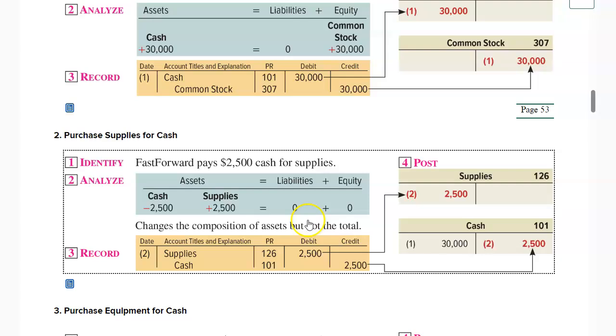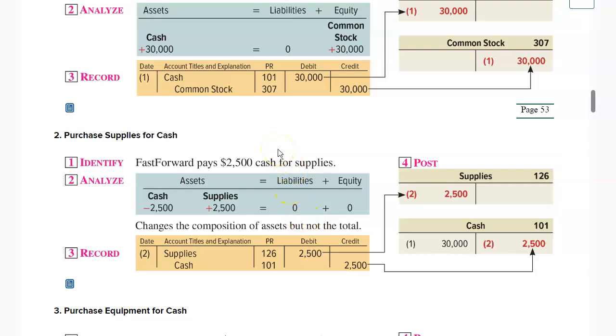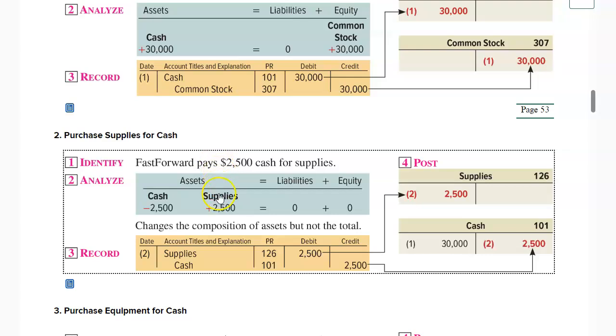We paid $2,500 for supplies. We paid the cash, so the entry is going to involve cash as a credit because cash is being used up. Supplies are being increased, so debit to supplies, credit to cash. Again, all the debited accounts come first, credited accounts come second.